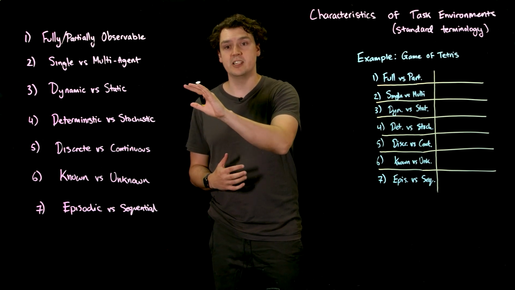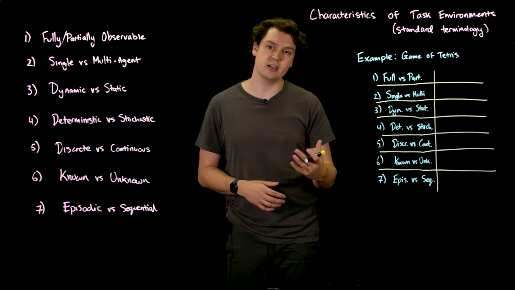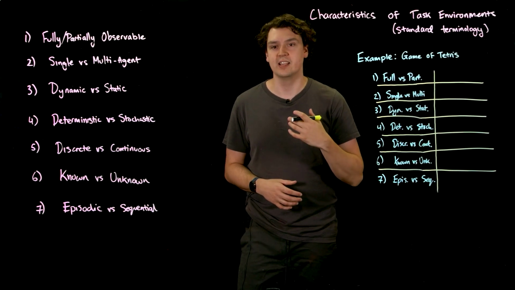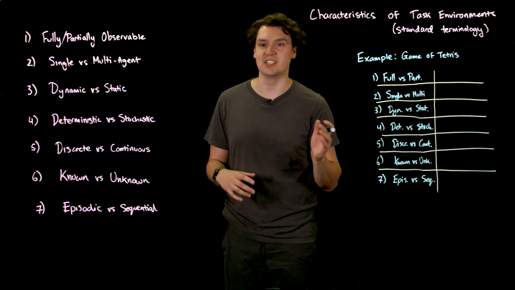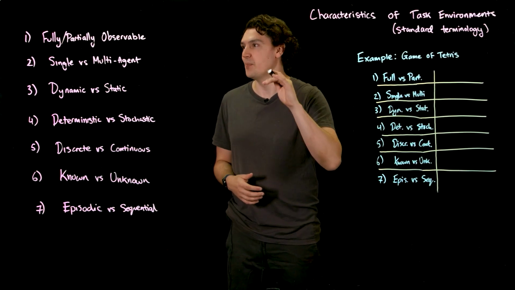Okay, so number one here we have is fully versus partially observable. Why did I write it as the only one that isn't versus? No reason whatsoever. I'm just realizing that now.